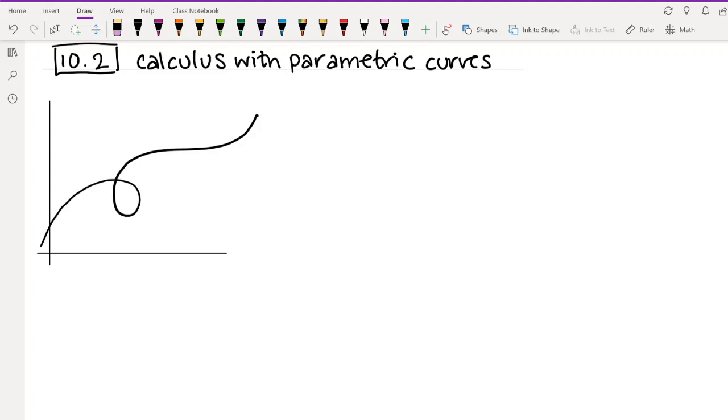Hi everyone. So in the last video, we learned how to graph curves that are defined by parametric equations. And so in this video, we're going to focus on how to use calculus with these types of equations. Specifically, we're going to focus on how to find derivatives, so dy/dx, as well as the second derivative. And then also, we're going to use integration to find the arc length of a curve defined by parametric equations.